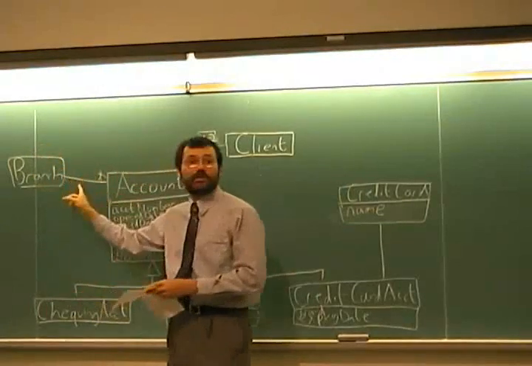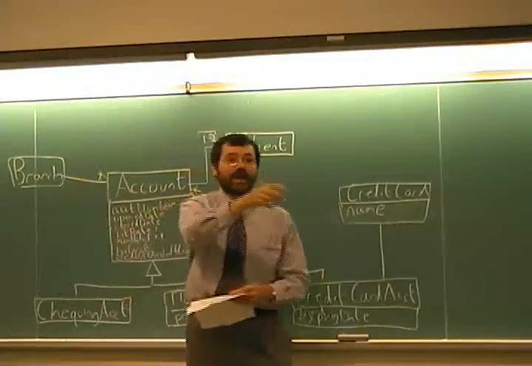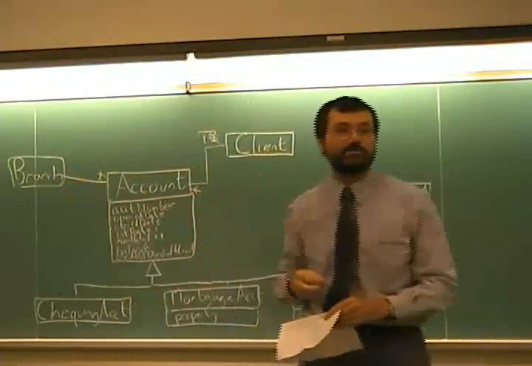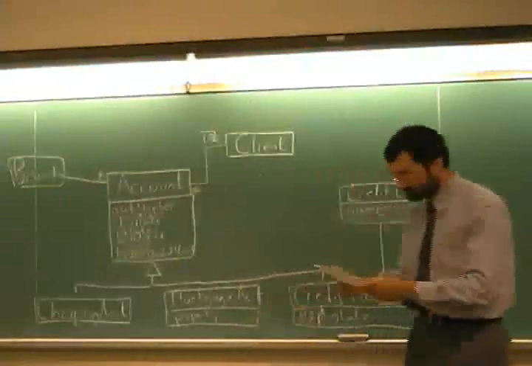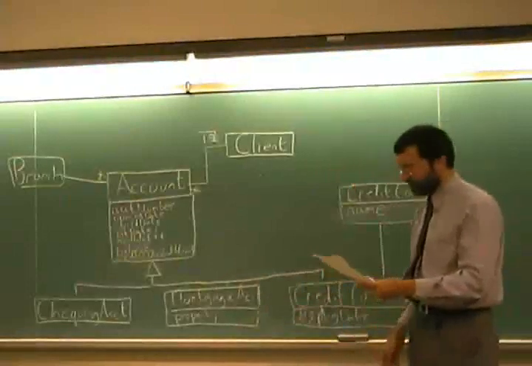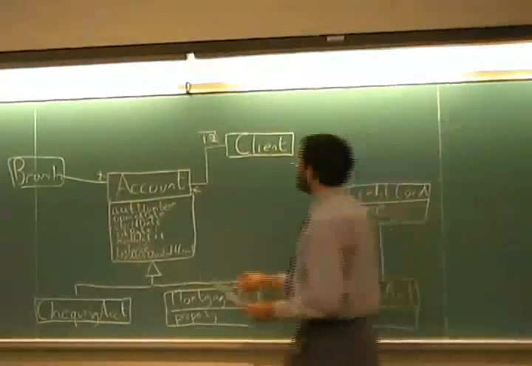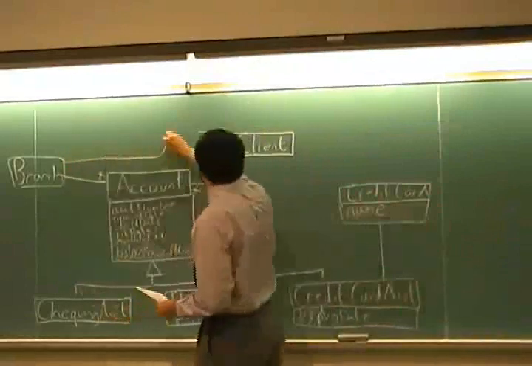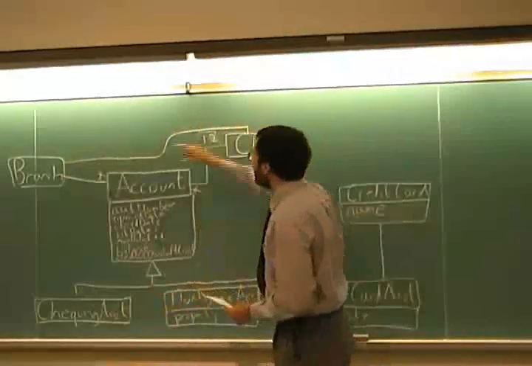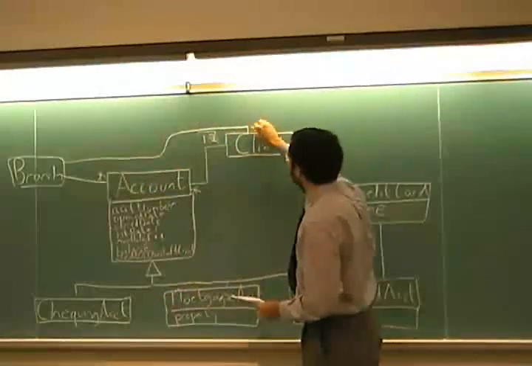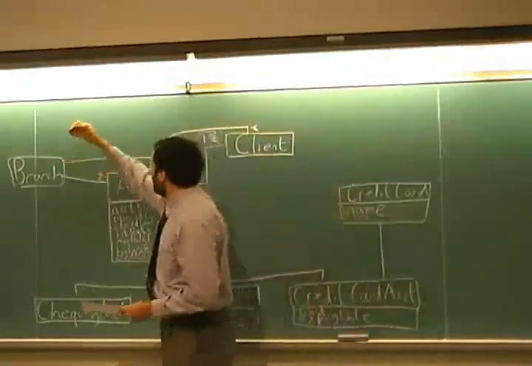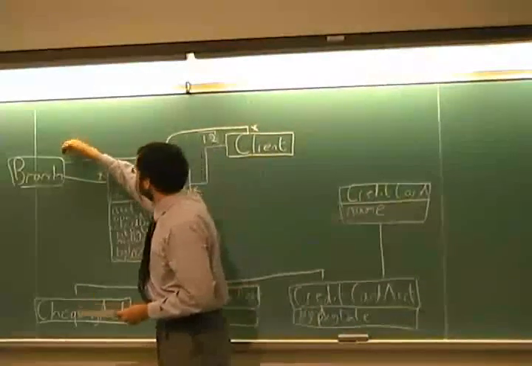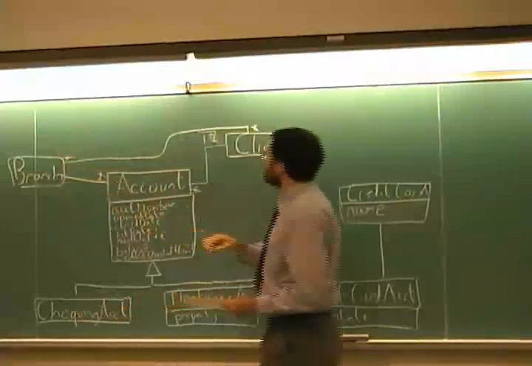Anybody object to that? Yeah, you don't like that? Branch has client. Okay, branches have clients as well. Okay, fine. So we can do that. We can say that branches have clients. Okay, a branch can have many clients. A client can belong to one branch or many branches, in fact. So it's a many-to-many relationship. It's interesting.